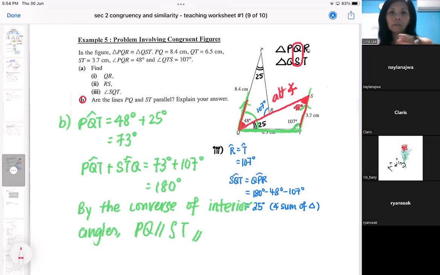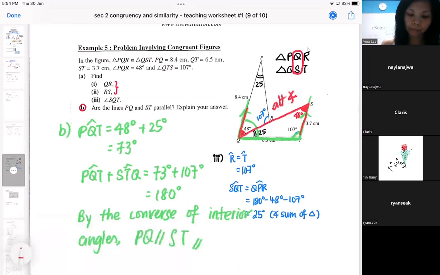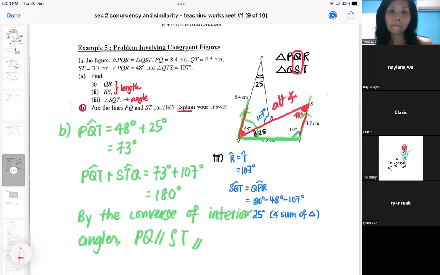So this question summarizes the matching of length on this part, and here we match angle. And then there is some explanation here using the converse.